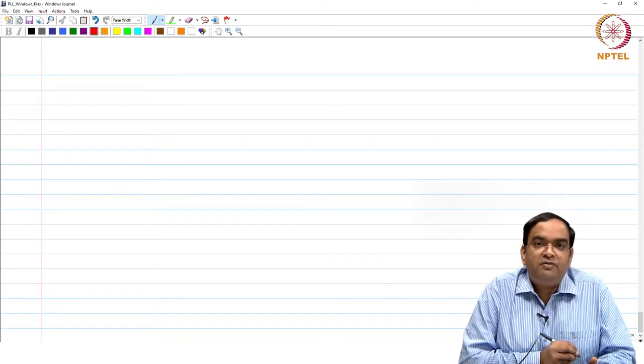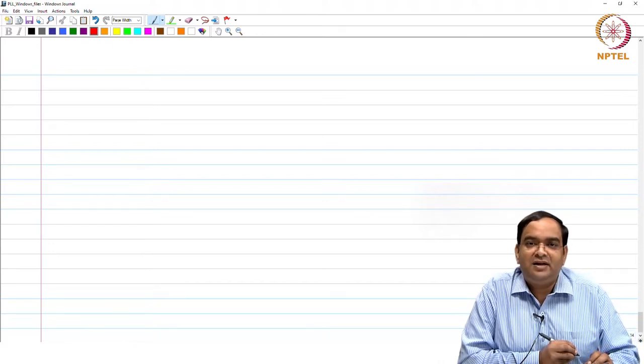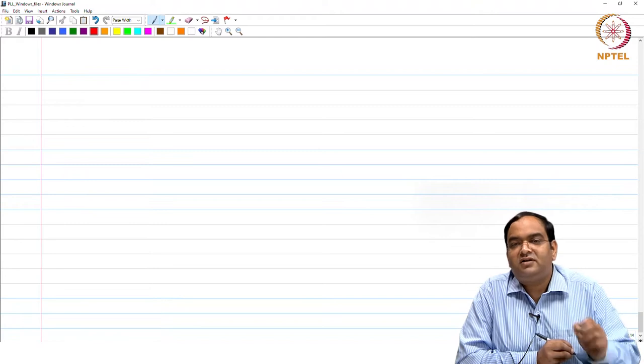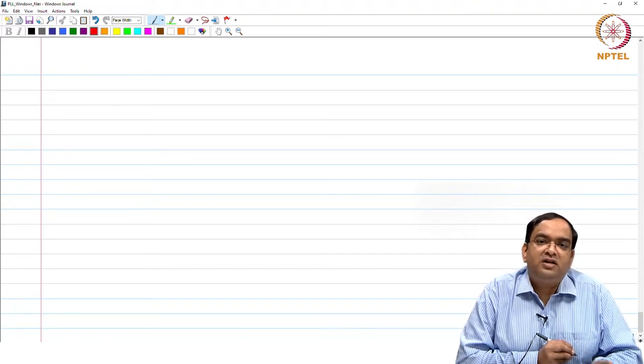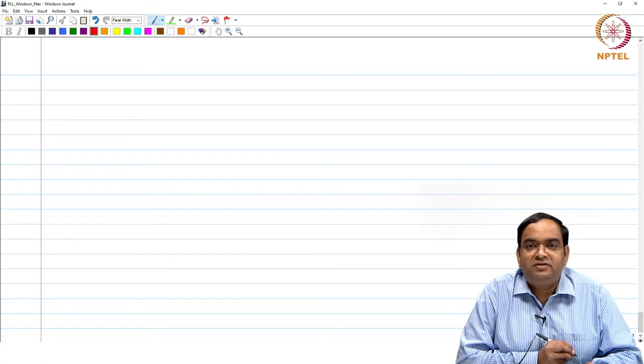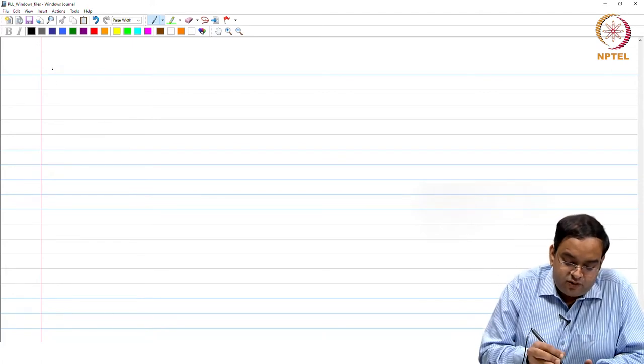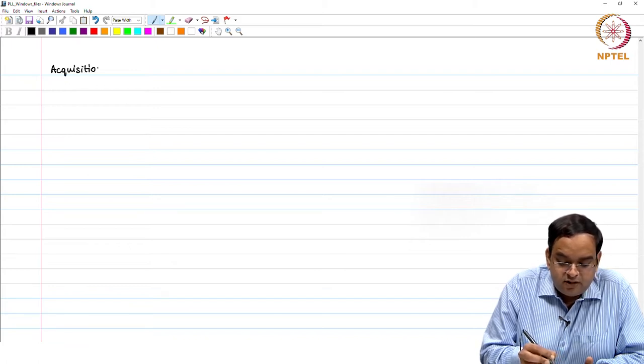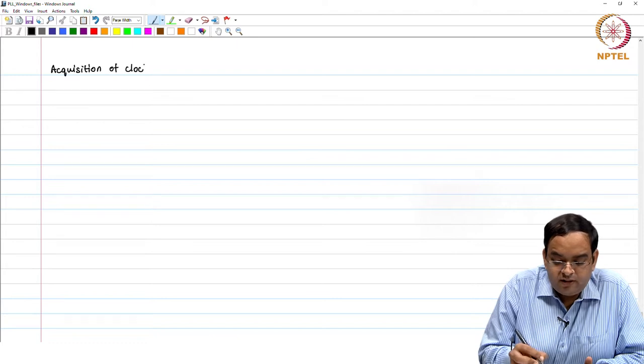In this session, we will look at the actual transient signal in the PLL when we have any phase or frequency step. The one which we looked at before was with the small signal analysis. Now we will see how the transient signals actually change, and what the limits are for different kinds of PLLs. We are going to study the acquisition of clock frequency in PLLs.